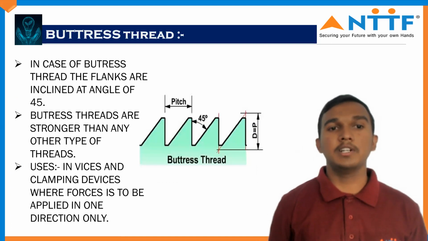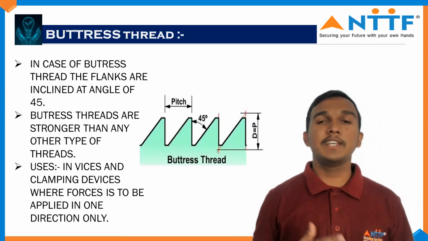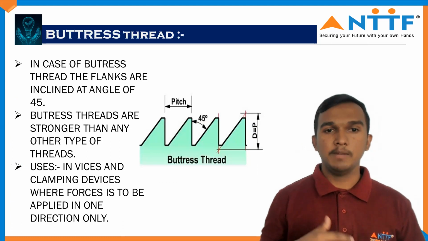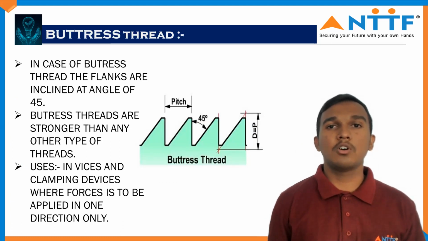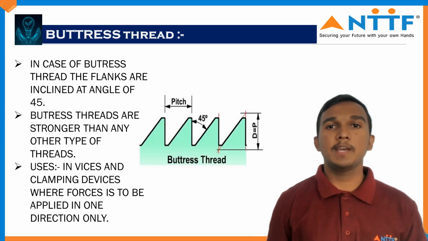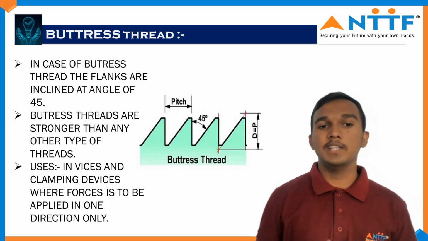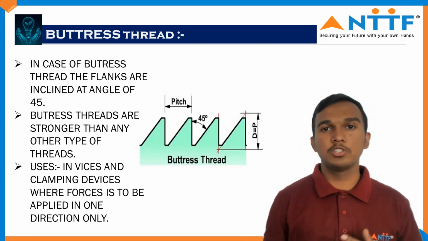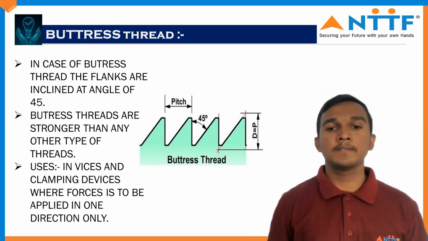And buttress thread. In the case of buttress thread, the flanks are inclined at an angle of 45 degrees. And buttress threads are stronger than any other thread. Buttress thread is more powerful than all other types of threads. And buttress threads are used in vices and clamping devices where force is to be applied in one direction only.